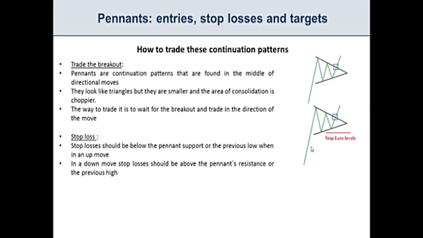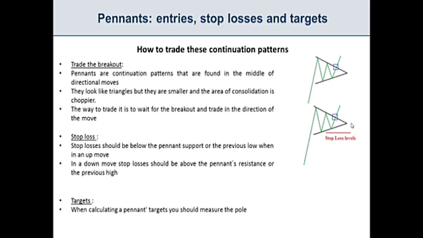Here's an example. As you can see, we are in an up move and we are trapped inside a pennant. Now we already know that this is a continuation pattern, so we are looking for a breakout of this trend line. When we have the breakout of this trend line, we get a signal to go long, and our stop loss level should go below the pennant's support and below the previous low, because if price goes against us and breaks this ascending support and this low, it will mean that we are in a reversal and our long idea is no longer valid.